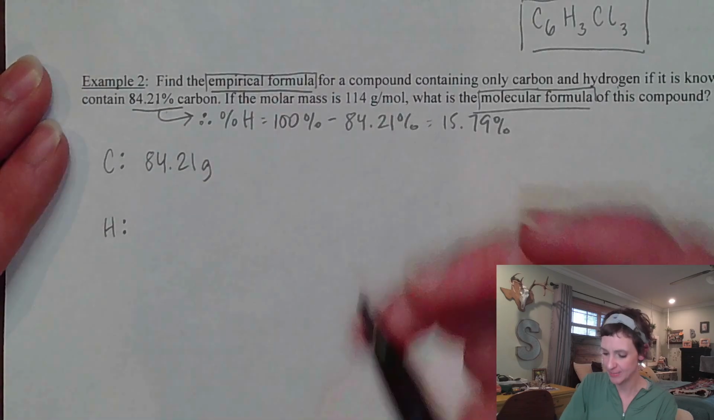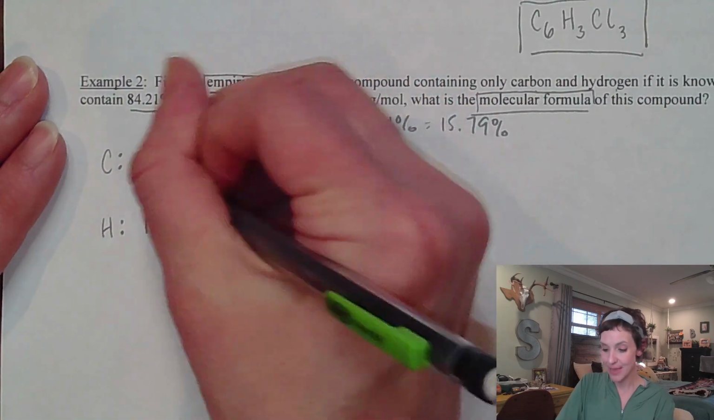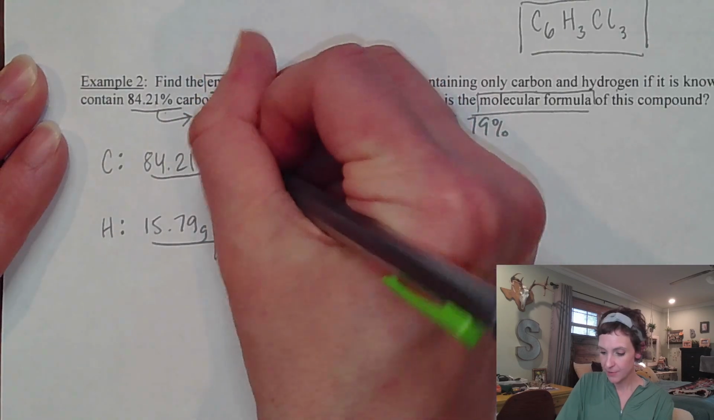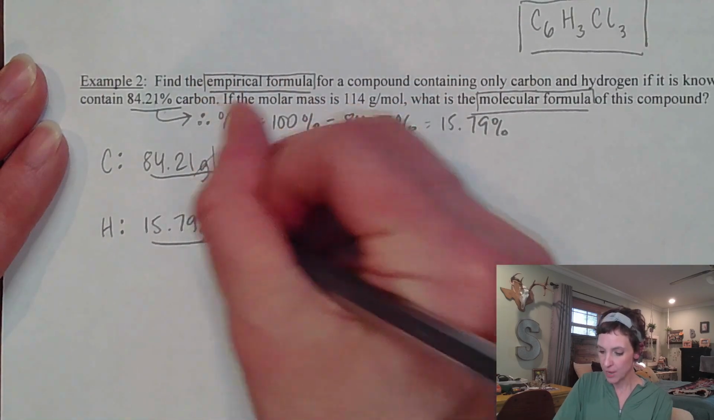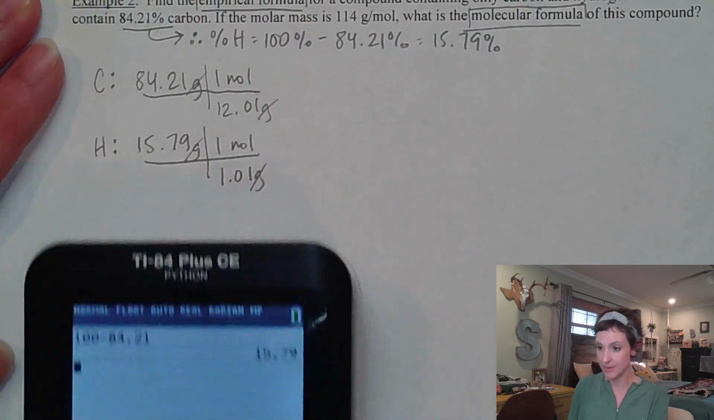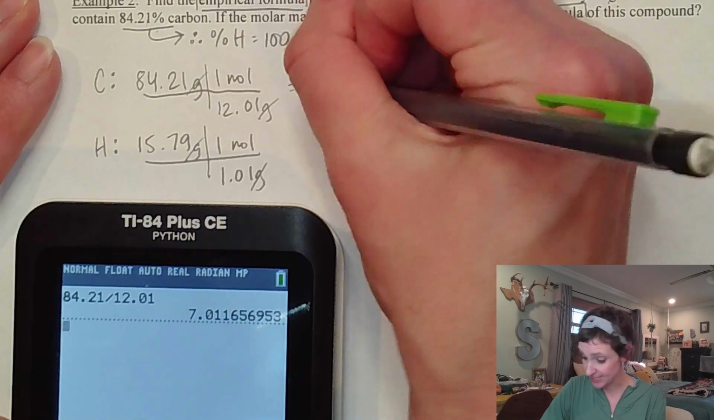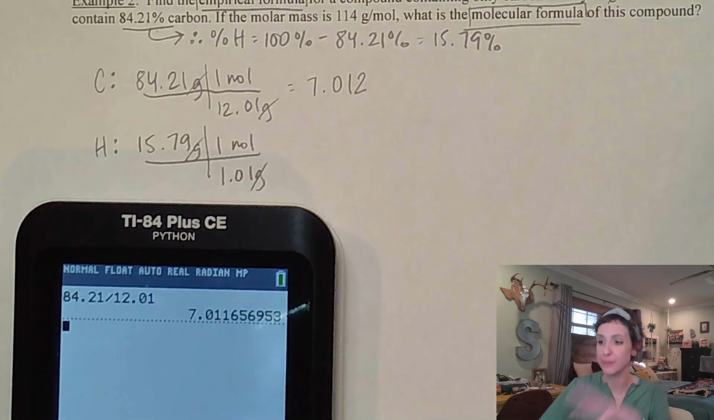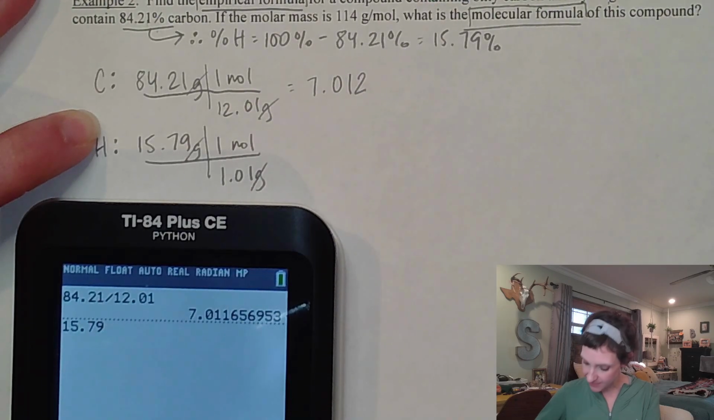Amazing. So that's the percentage of hydrogen in the compound: 15.79%. So boom, there's your grams of hydrogen, 15.79 grams. Percent to mass, mass to mole. For every 1 mole of carbon, I have 12.01 grams according to my periodic table. For every 1 mole of hydrogen, I have 1.01 grams. Okay, that was percent to mass, so we're going mass to moles. 84.21 divided by 12.01. Remember, give yourself some numbers here. I always like to take it out to 3 places past the decimal. My next one for hydrogen is 15.79 divided by 1.01.